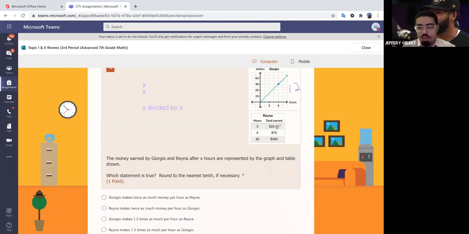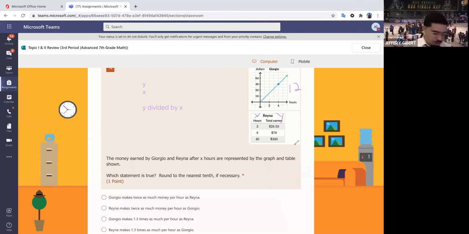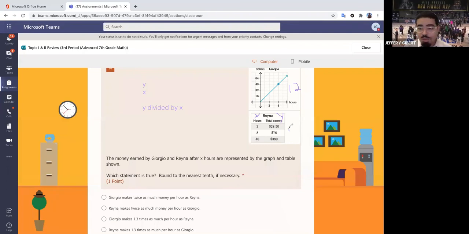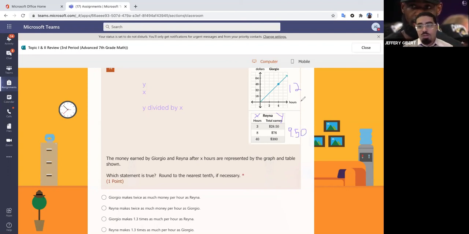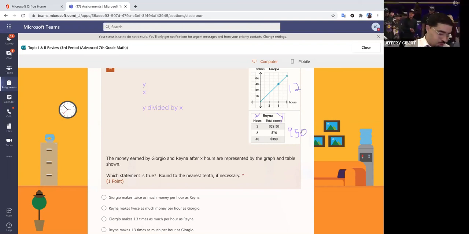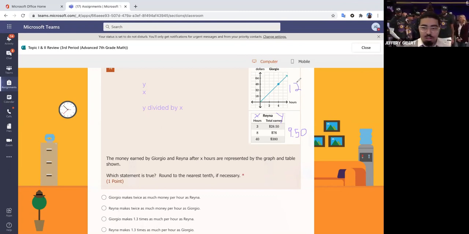Then for Reina, you can pick any of these. The left side's always the x, the right side's always the y. So we'll just do 76 divided by 8. So 76 divided by 8 is 9.5. So that's really $9.50. So Giorgio does not make twice as much as Reina, because to get twice as much, you got to do 9.50 times 2, and that's 19. Giorgio only makes 12, so this one's wrong.